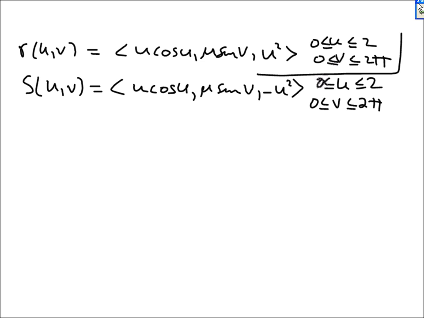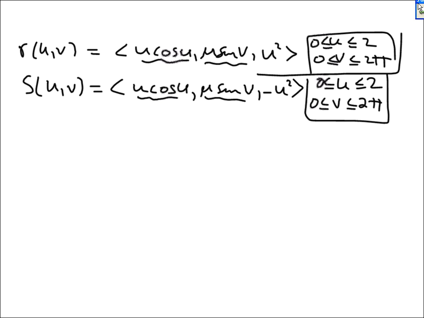The question is to determine how the graphs of these surfaces differ. What's the difference? Well, with respect to U and V, they're both exactly the same. The X components are the same, and the Y components are the same, but the Z components differ by a sign. Well, that would tell me if this was the Z axis, and right there was the origin, if you have stuff up there in R, it'll be down here for S.